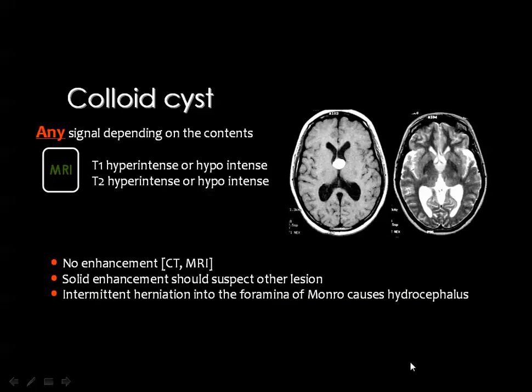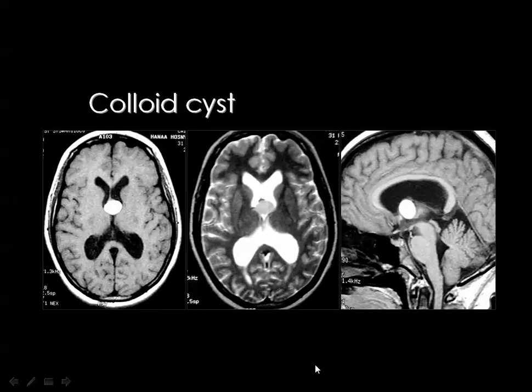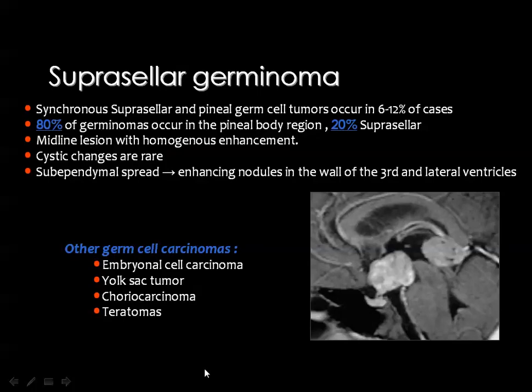By MRI, the colloid cyst can show any signal depending on its content. It can be bright in the T1 and T2, can be black in the T1 and T2, can be bright here and black here, and the opposite is also true. And this is the classic appearance of a colloid cyst, typical location, and a bright signal in the T1 and bright signal in the T2 weighted images.